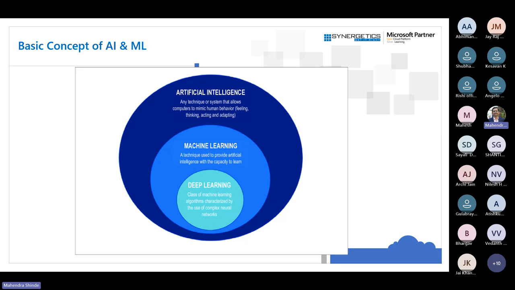And then we have a third level, deep learning, which is a subset of machine learning, basically machine learning algorithms characterized by the use of complex neural networks. So if you use neural networks, it's deep learning. So these are the basic terminologies people use with AI and ML. And this is actually a horizontal one.